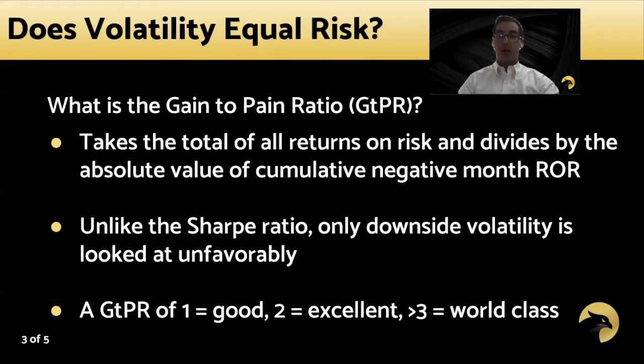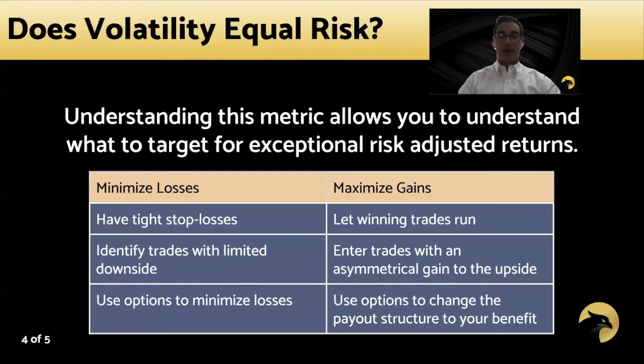A gain to pain ratio of 1 is good, above 2 is excellent, and above 3 is world class. Understanding this metric allows you to understand what to target for exceptional risk-adjusted returns. The key here is in generating a high gain to pain ratio. To do this, you not only have to target high positive returns, but also have small downside losses.